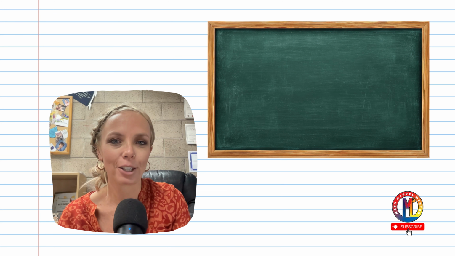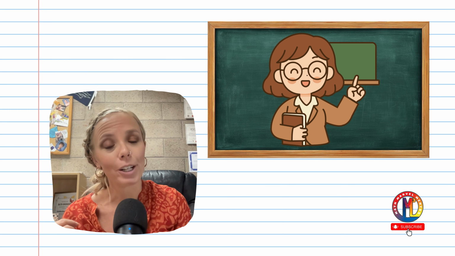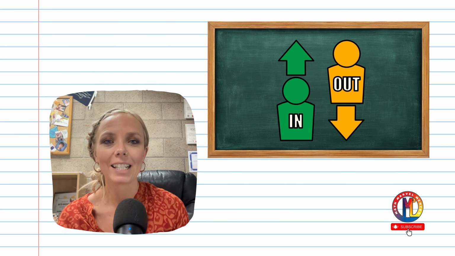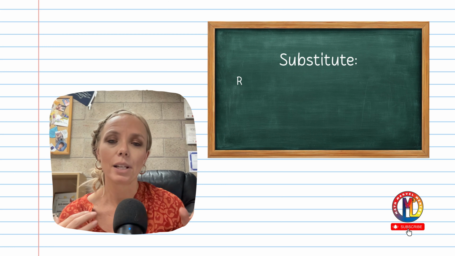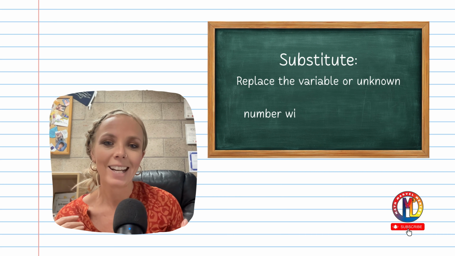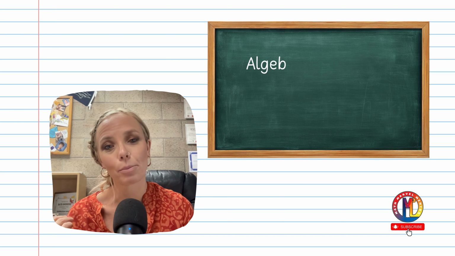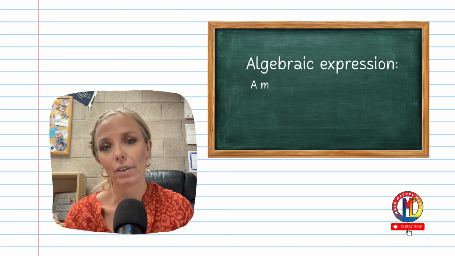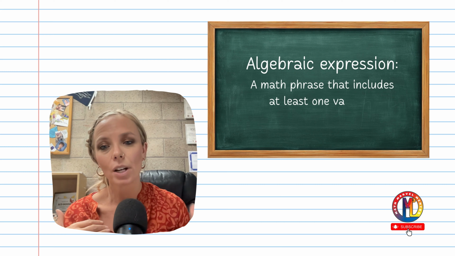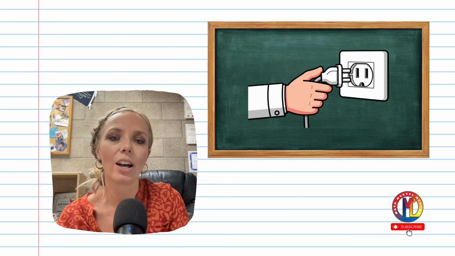Our first vocabulary term for today is substitute, and you can think of a substitute teacher. When your teacher's gone, somebody comes in and replaces them, a substitute teacher. And to substitute in mathematics means to replace the variable or the unknown value with its actual value. Last lesson, we talked about algebraic expressions, and algebraic expressions include an unknown variable or value. Today we're going to evaluate that by plugging them in. Another word you'll often hear for substitute is to plug in. It's to replace the unknown number.